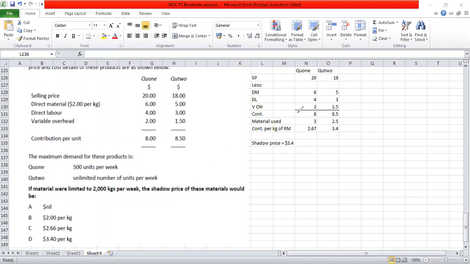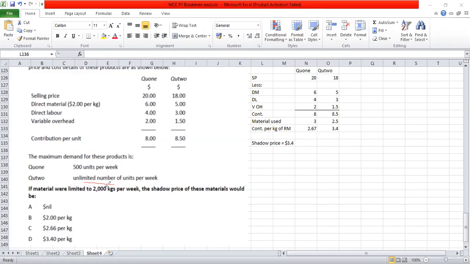One single unit of material added here, Q1 will be able to give 2.67, but there is a restriction. It is possible only until 500 units. Then Q2 will be able to add 3.4, and for any number of units the same thing would happen. There is no such restriction that it will be only until 500 units. Beyond that also, by adding units, it would be able to take it up.